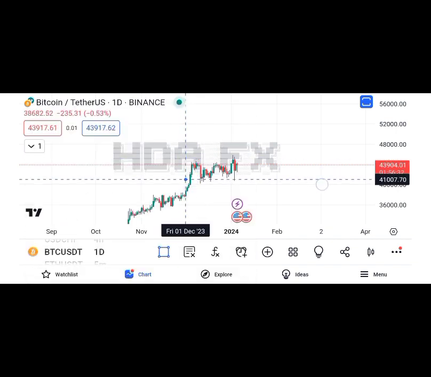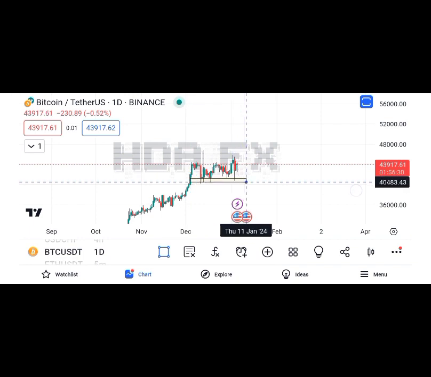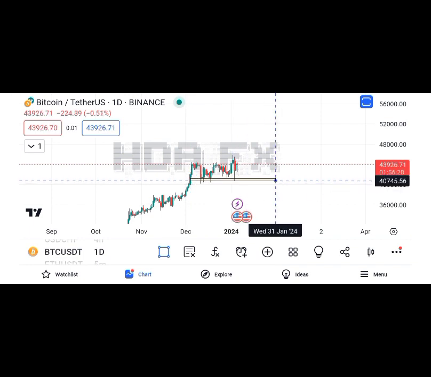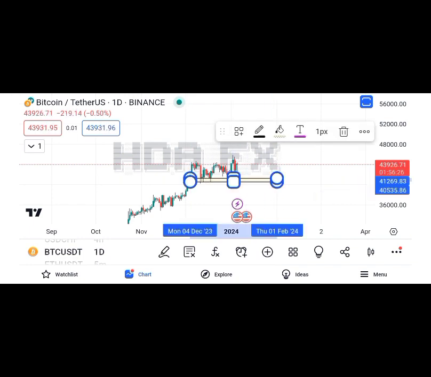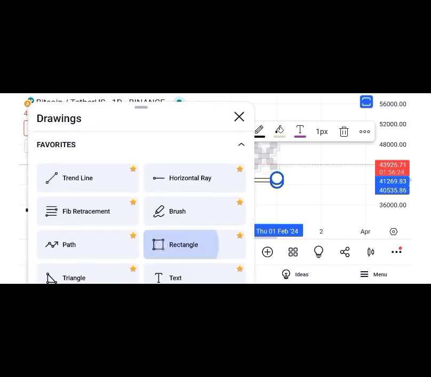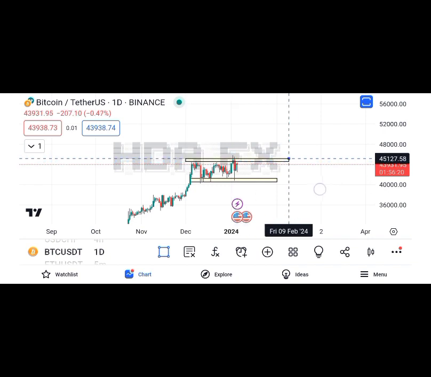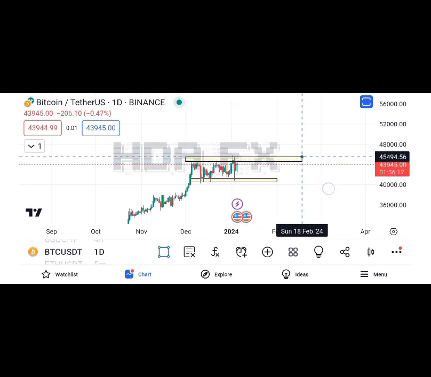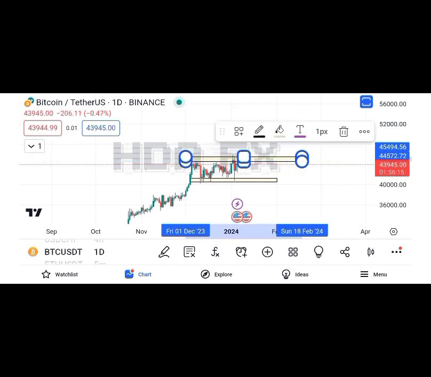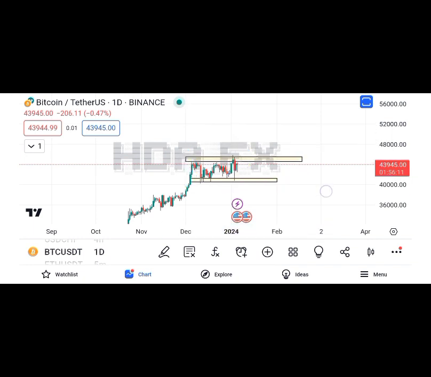Bitcoin is ranging, so we have this key zone here. We have this key zone here. Then we also have another key zone here on Bitcoin. We also have another key zone here. So we can see that price is between this zone. Price is ranging between these two zones here. So we can see that.